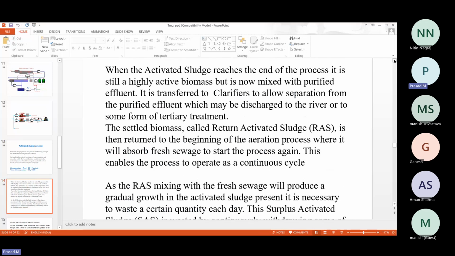The settled biomass, called return activated sludge, is then returned to the beginning of the aeration process, where it will absorb fresh sewage to start the process again. This enables the process to operate as a continuous cycle. I already explained to you why we are retaining the sludge and why we are wasting the sludge, right?